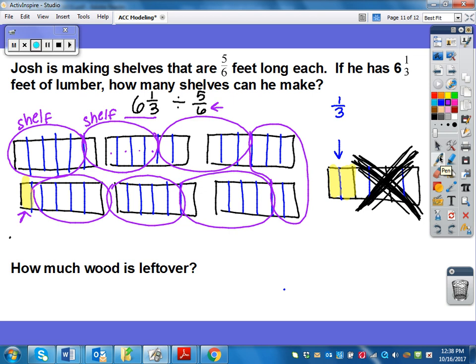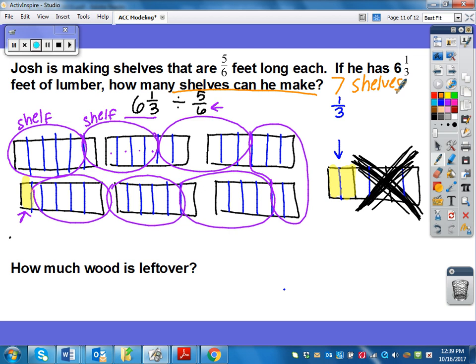So the first thing I'm going to do is figure out the first question. The first question that the problem asks is how many shelves can he make? To figure out the whole number of shelves, you're counting the circles or the groups. 1, 2, 3, 4, 5, 6, 7. He can make 7 shelves.